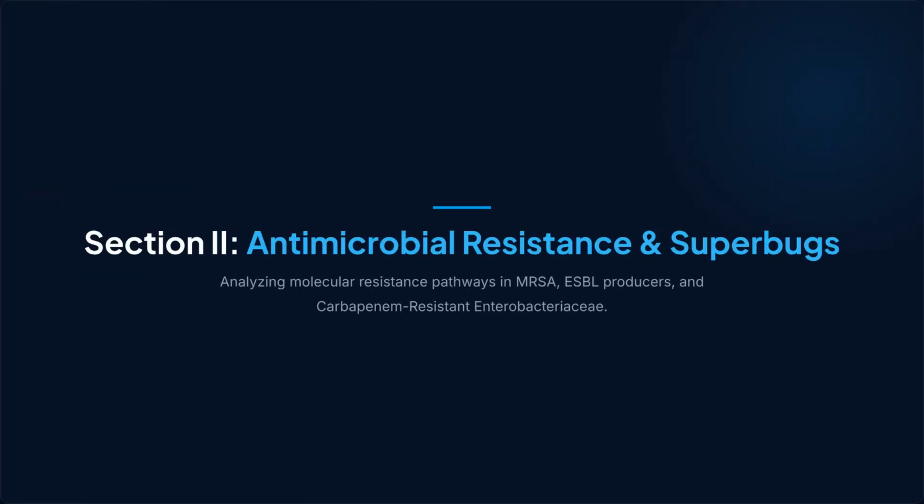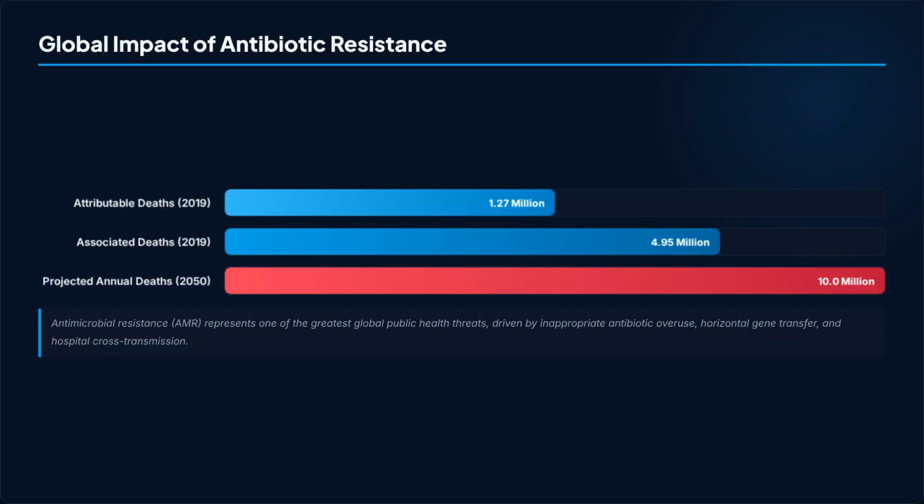Moving to our second section, we will analyze antimicrobial resistance and superbugs, focusing on the molecular pathways utilized by pathogens like MRSA, ESBL producers, and carbapenem-resistant Enterobacteriaceae. The global impact of antibiotic resistance is profound, with millions of deaths attributable to or associated with resistant infections. This threat is exacerbated by factors like antibiotic overuse and the horizontal transfer of resistance genes.